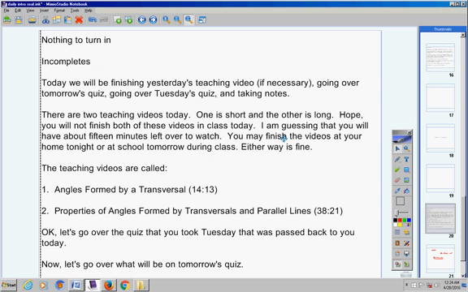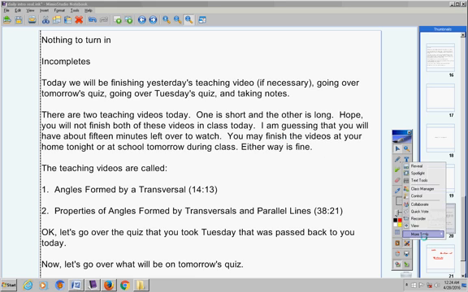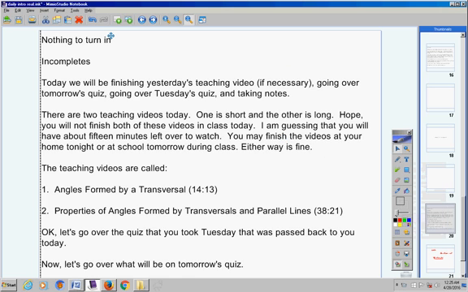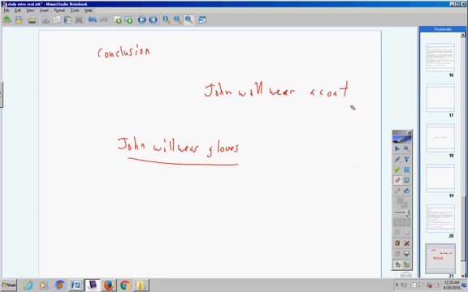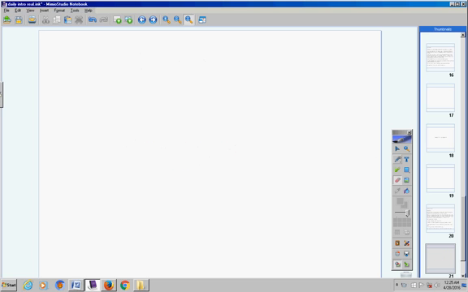Now let's go over what will be on tomorrow's quiz. Hope, the quiz is going to cover your notes from today. Let me say that again: your quiz tomorrow is going to cover your notes from today. So I'm going to tell you what's going to be on the quiz, but it's not going to make a lot of sense because you haven't seen this yet, okay? But on the quiz tomorrow, I'm going to give you parallel lines with a transversal, and I'm going to ask you to tell me what these angles are called.